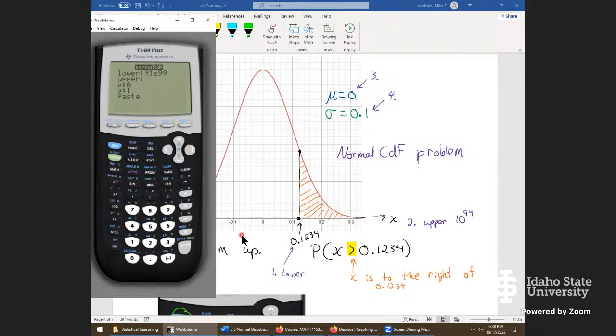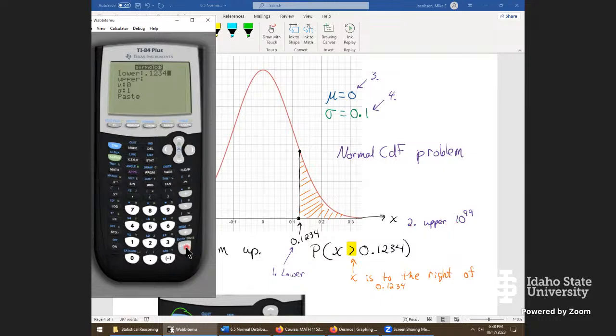On our graph, we'll read it left to right. We'll stop right here. Here's entry number 1 for lower, matching where it says lower here. We're just going to punch in 0.1234. So there it is for our lower value. Now, sometimes we put in a number like 5 for the upper, but that's only if X was no larger than 5. In this problem, X exceeds 0.1234, never stopping. That's the only reason we put upper 10 to the power 99.